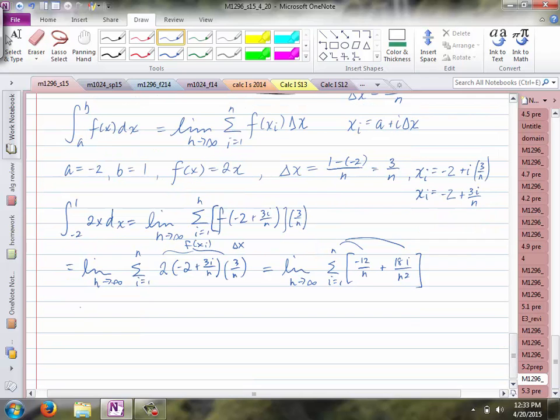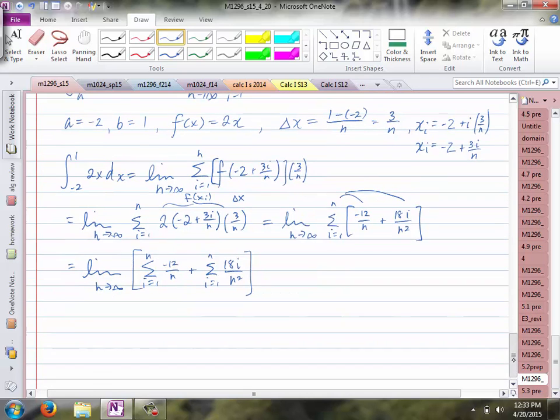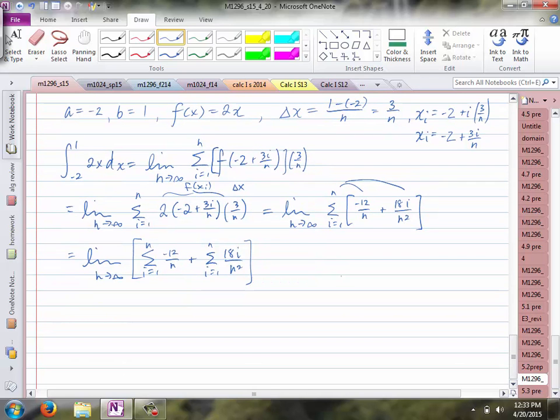Then I have a property that says I can look at the sum of each of those separately. So I'm going to write that. So now you're looking for i's that follow the sum. Do I have any i's that follow the sum? First sum, I have negative 12 over n. There's no i's in there, right?